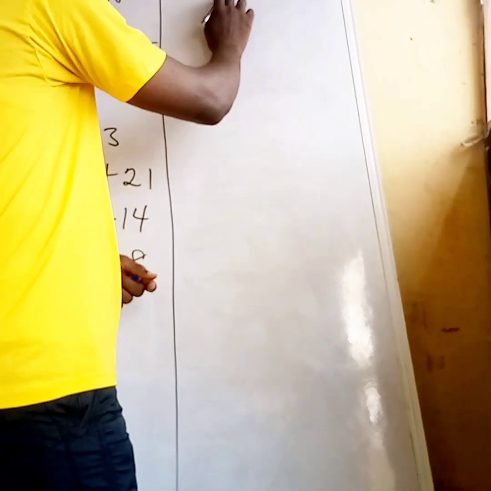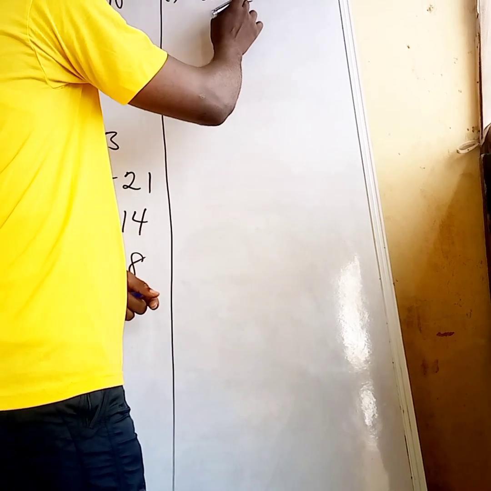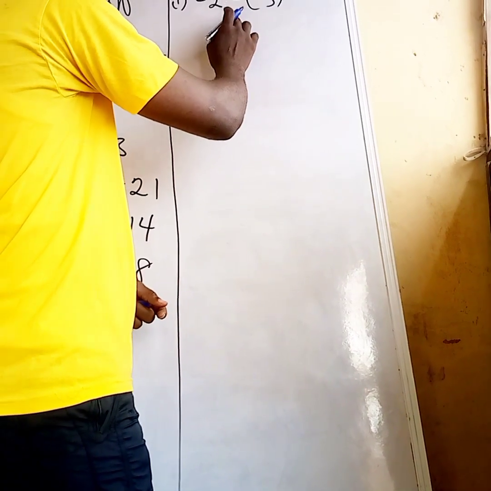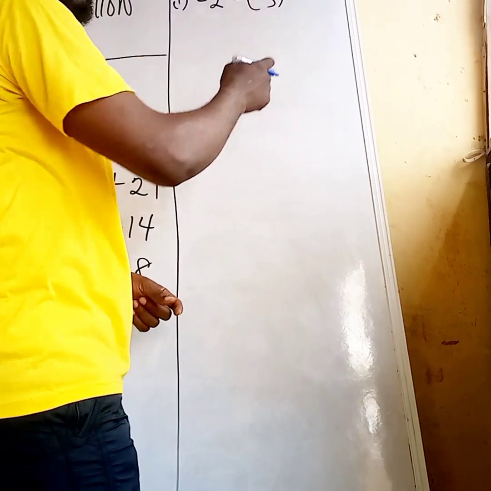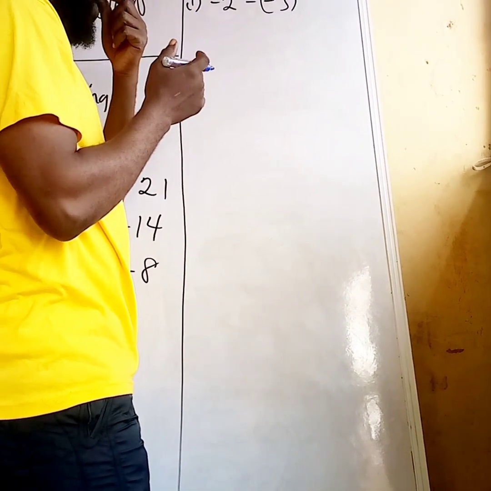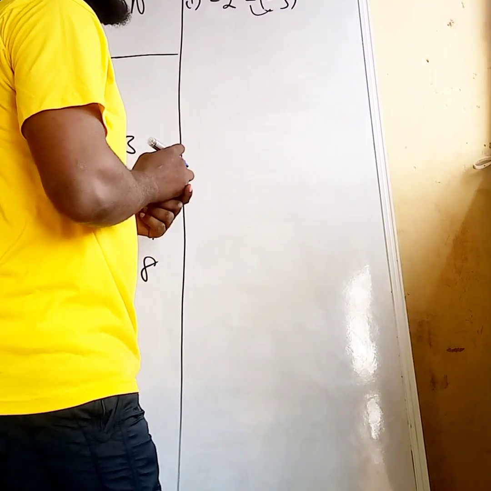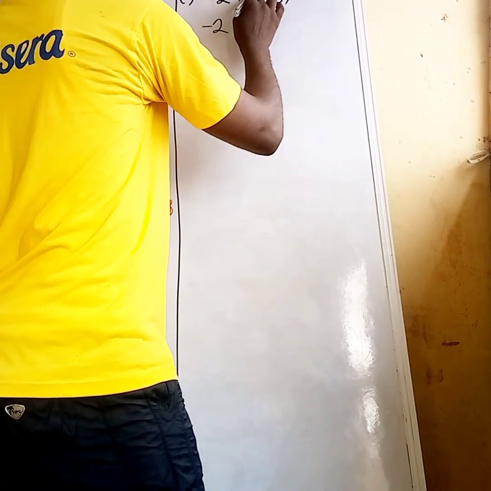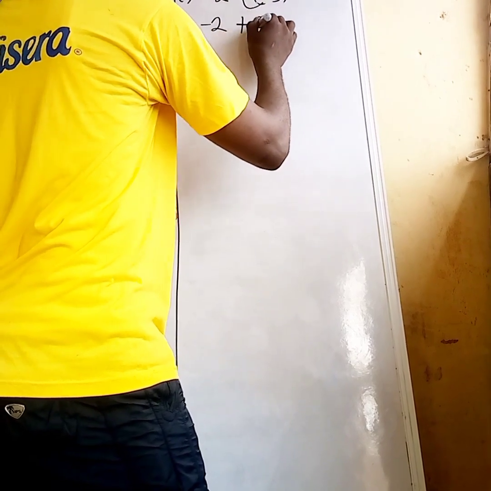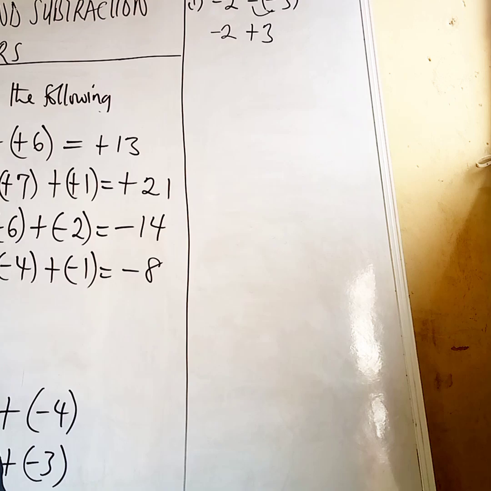Anytime you have a negative sign, bracket, another negative sign, or a positive sign, bracket, another negative sign, anytime you have one sign outside the bracket and the other inside the bracket, we are going to multiply the two signs together. Here we multiply these two signs. That will be plus. So now we have -2, minus minus, that is plus, plus 3. So meaning we have -2 plus 3.